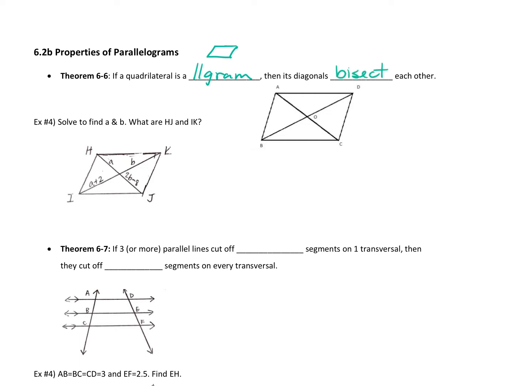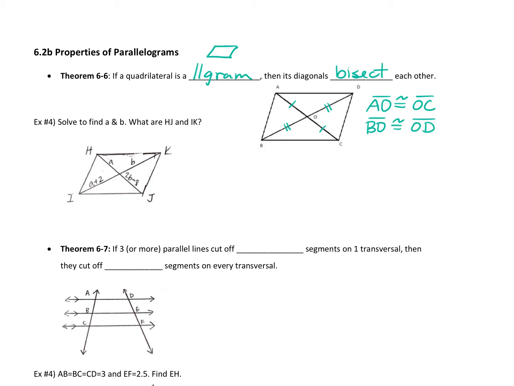Okay. So if this is truly a parallelogram, then the diagonals will bisect each other. That means that these two segments will be congruent and these two segments congruent. It does not mean that all four are congruent. So in other words, in this picture, we're saying that AO will be congruent to OC, and that BO will be congruent to OD.